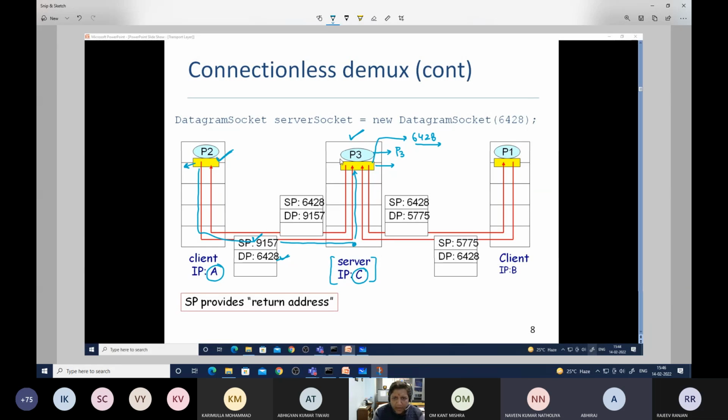Now P3 wants to reply to P2. How can it reply? Because the segment which reaches P3 has the source port number. So when P3 creates a reply, in the source port it will have its own port, but in the destination port it will write the port number which was used as the source port number by P2. In this way, the reply can be generated. The source port provides the return address. Similar here.